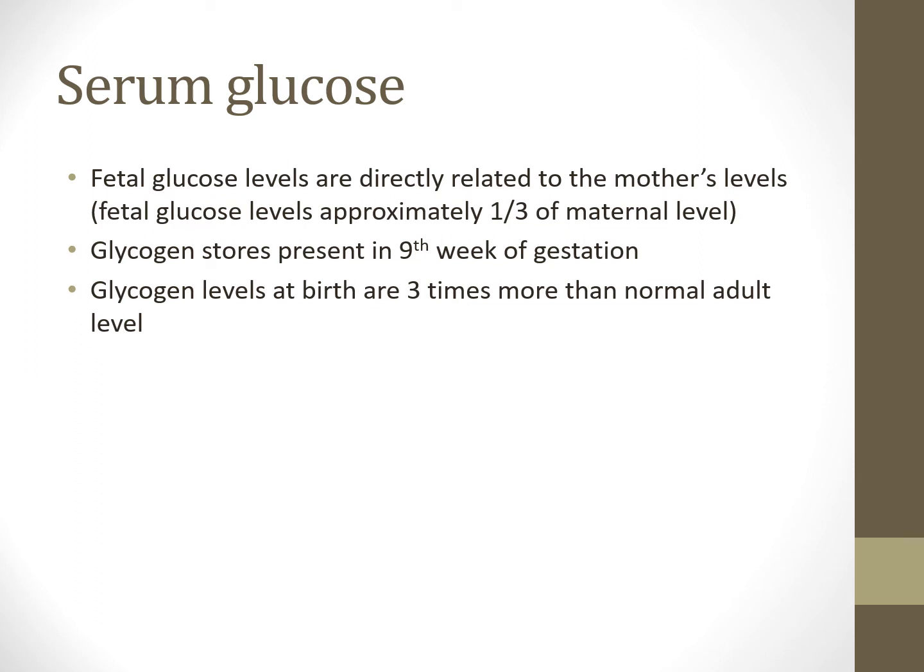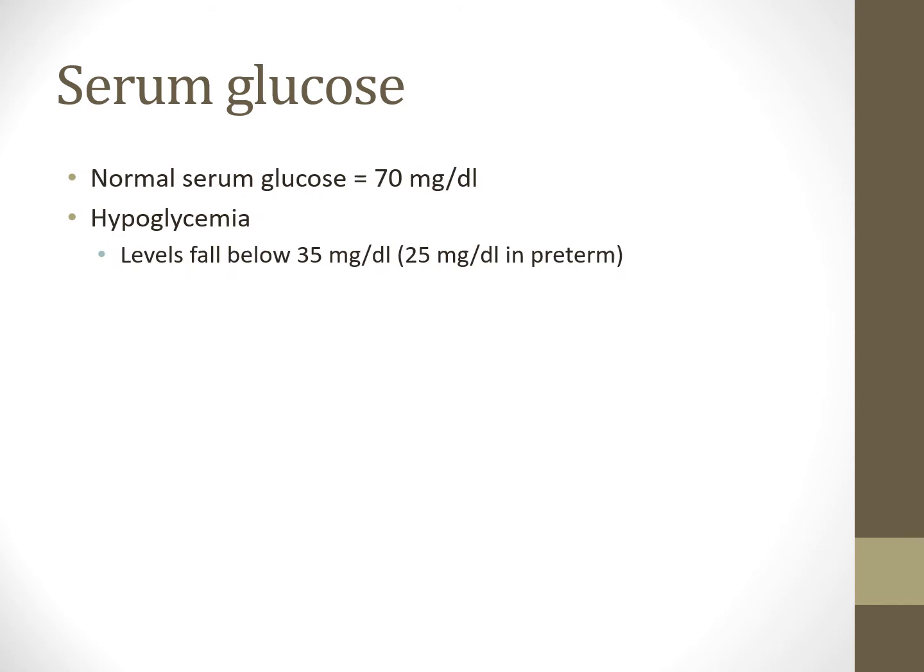So glycogen stores are already present in the 9th week of gestation. It's pretty early on. And at birth, they're 3 times more than the adult level. That's a lot, but they're going to need it because they need that energy initially, especially if it takes a while for them to breastfeed or get some food into their system. So normal serum glucose for these babies is roughly around 70 milligrams.